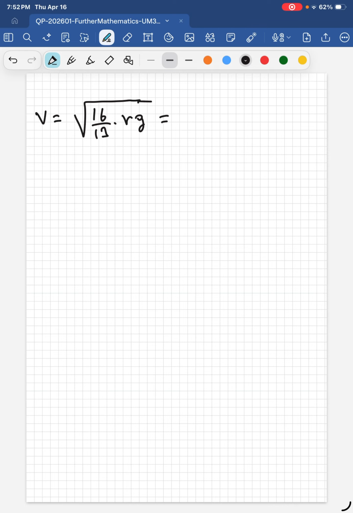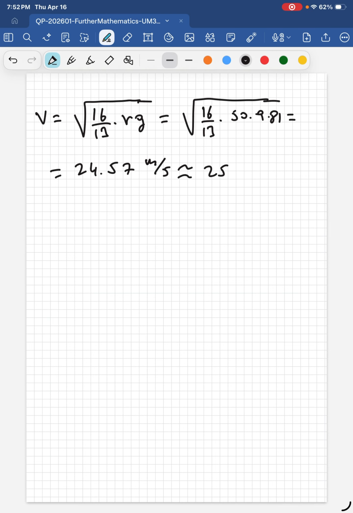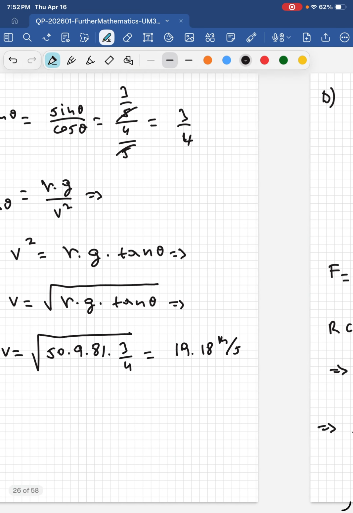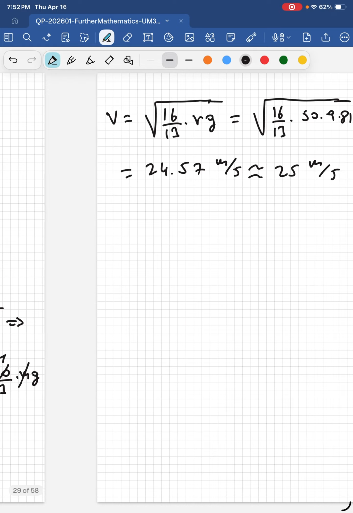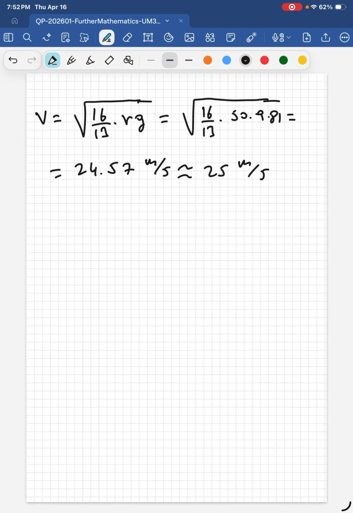And r is still 50 meters, so we have 16/13 times 50 times 9.81, which yields 24.57 meters per second, which is about 25 meters per second. So just by including friction, we go from, what was the result earlier? From 19 meters per second to 25. So a significant improvement in the maximum speed we can have.